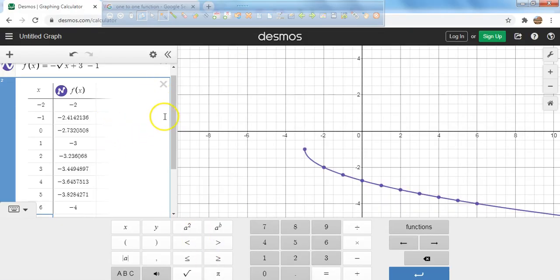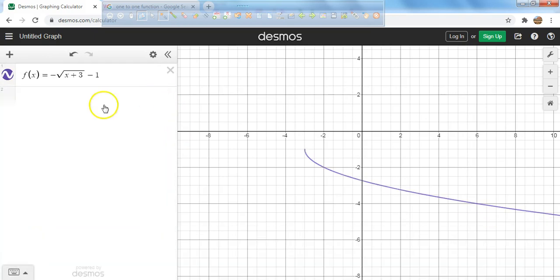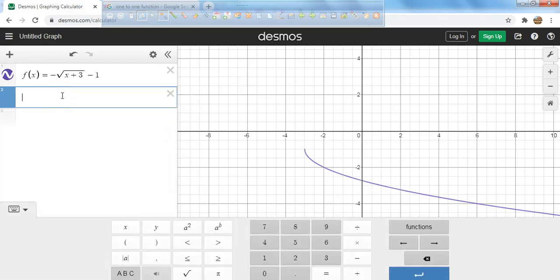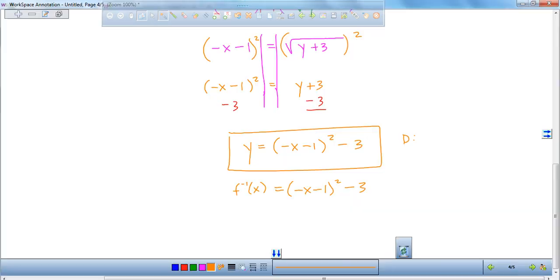All right, and let's see. I'll close that out. So watch this. I'm going to call it g of x instead of f of x equals parentheses negative x minus 1 close parentheses squared, and then what did I have? What did I have to have? Minus 3.